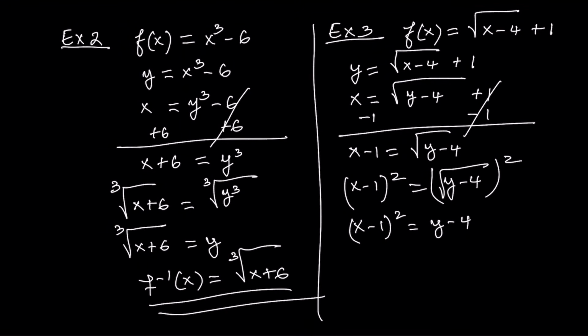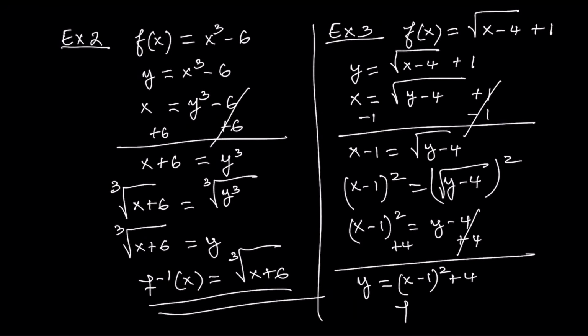Now we still need to isolate y. Add 4 to both sides. (x - 1) squared + 4 = y. Now rewrite the final answer using inverse notation. The inverse function is f inverse of x = (x - 1) squared + 4. And that is the final answer.